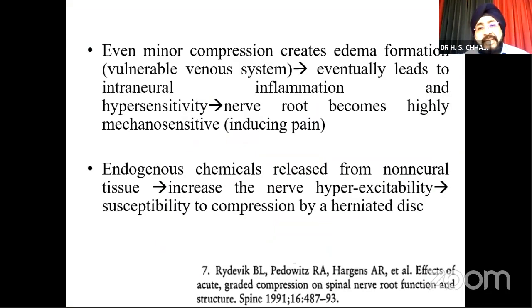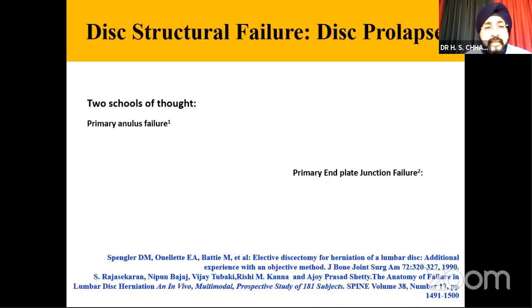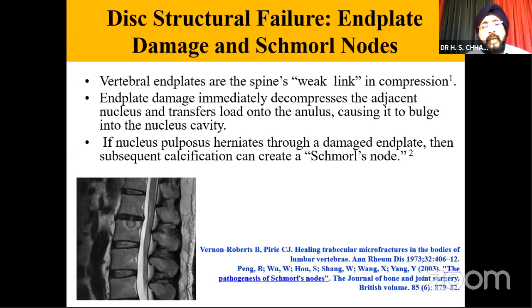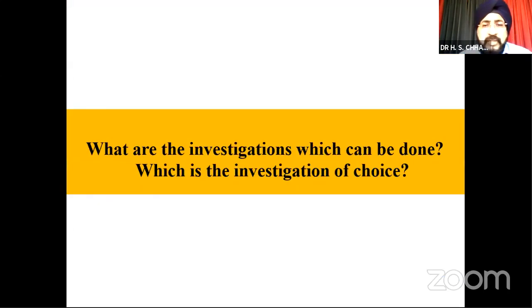So even minor compression creates edema formation and eventually leads to intraneural inflammation and hypersensitivity, and the nerve root becomes highly mechanosensitive. The endogenous chemicals released from non-neural tissues also increase the nerve hyperexcitability and the susceptibility to compression by a herniated disc. There are two schools of thought with regard to the disc structural failure. The typical one used to be that it is a primary annulus failure, and then came the view, substantiated largely by studies done in the center where Rishi works under the dynamic leadership of Dr. Rajshekharan, that it is the primary end plate junction failure which takes place. So you may also have herniation of the nucleus pulposus within the end plate leading to Schmorl's node. So that is in a nutshell the pathophysiology.